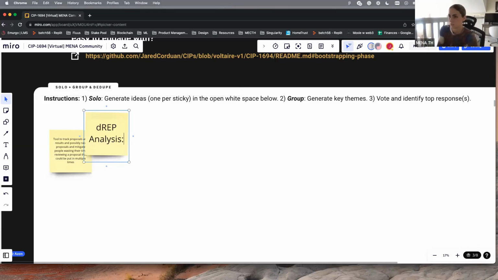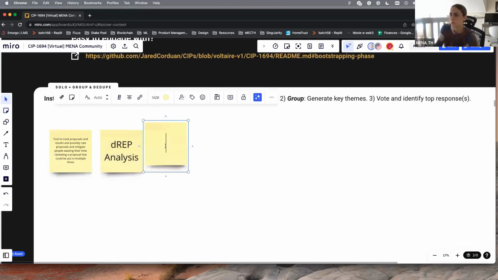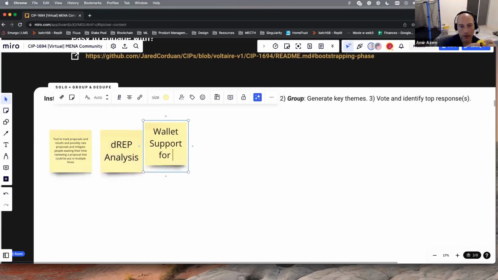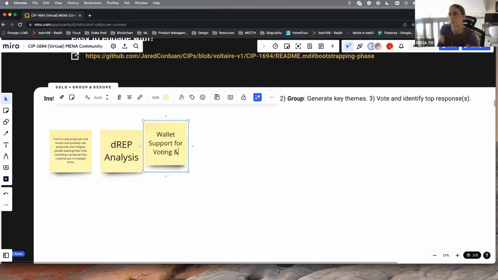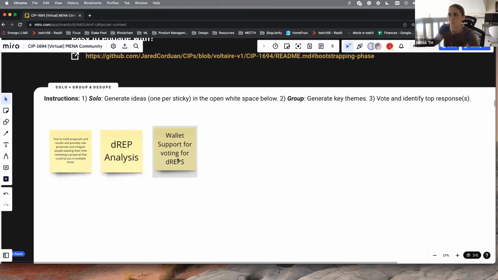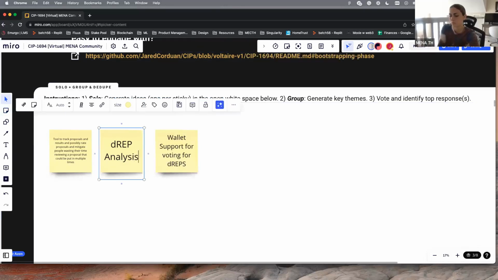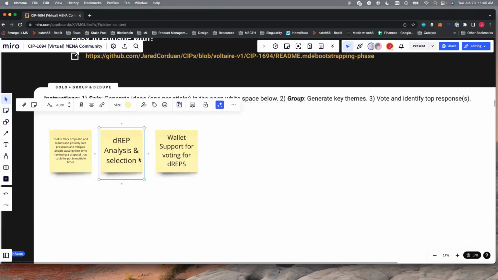Just write this: voting from your wallet. Yeah, definitely wallet support. Definitely, yes. And you don't need different apps and different QR codes. Wallet support if you're voting. I was going to say something, but I'll just write it actually.